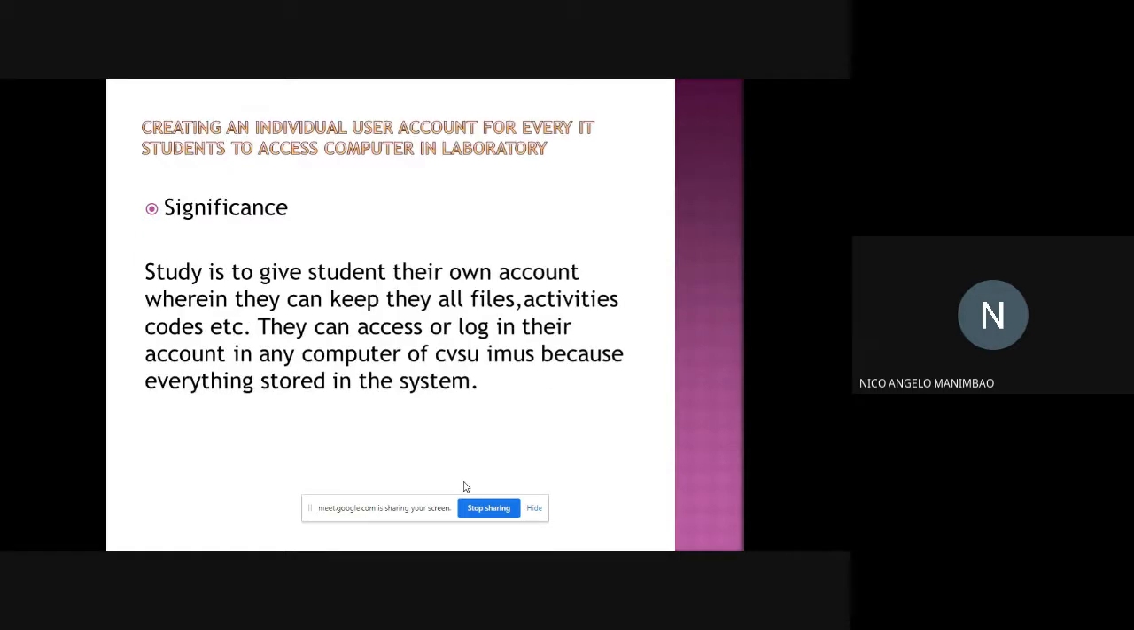And my last title: creating an individual user account for every IT student. Significance: the study is meant to give students their own account where they can keep their own files, codes, and so on. They can access or log in to their account on any computer at Cavite State IMUS. The things are stored in the system.